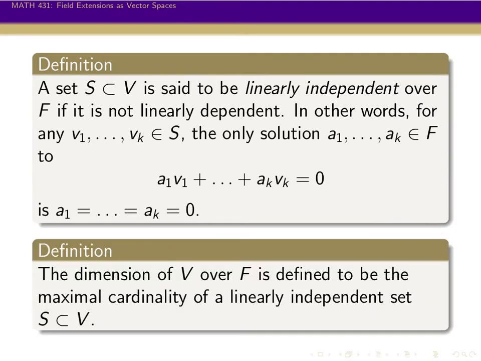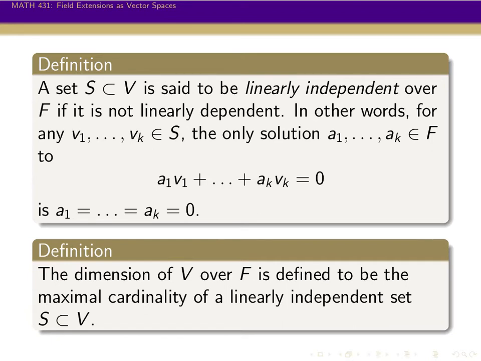Okay, and then once we can talk about linear independence, this now allows us to talk about the dimension of a vector space. And so the dimension of V over F is defined to be the maximal cardinality of a linearly independent set of V. So it could be that you could have infinitely many things added together, or there's no finite number of elements added together that's ever going to equal 0. And so in that case, you can say that the dimension of the vector space is infinite.